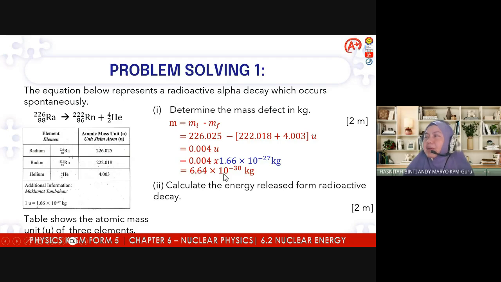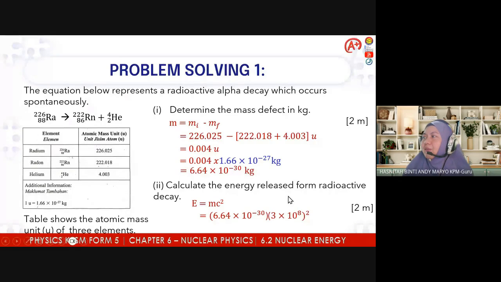Right? Then second, they ask you to find the energy released from this process. So what formula is to be applied? E equals mc squared. Alright? So this is the mass defect in kilogram multiplied by the speed of light squared.